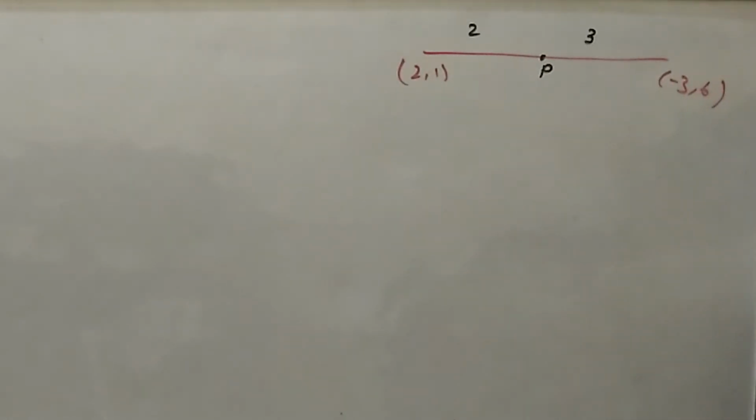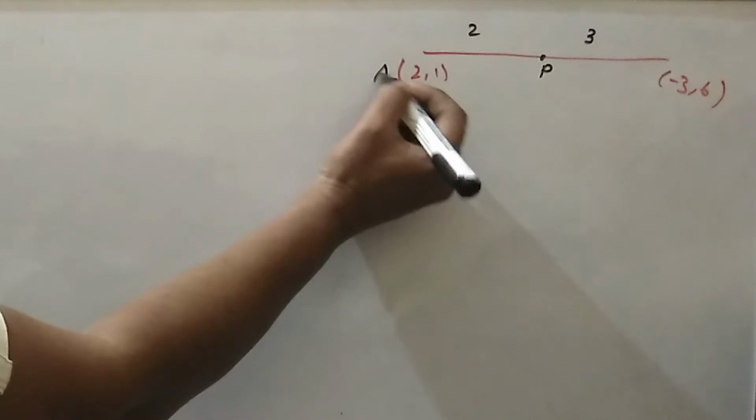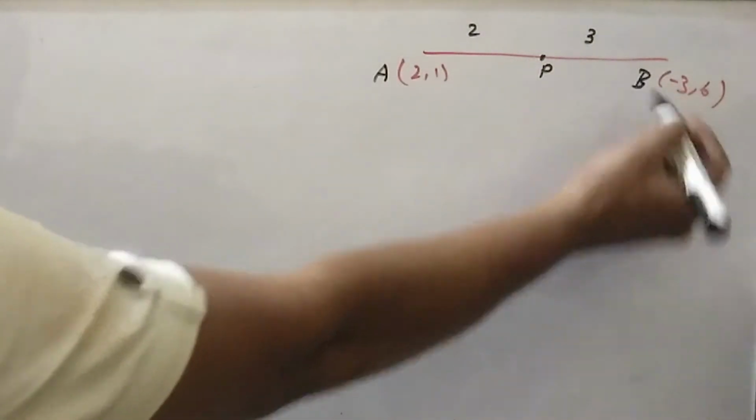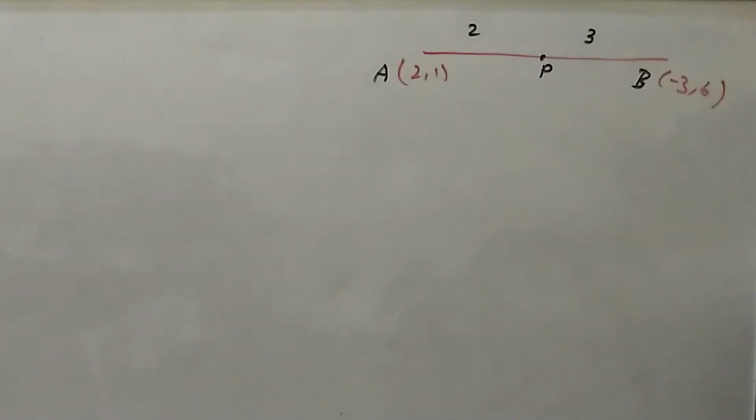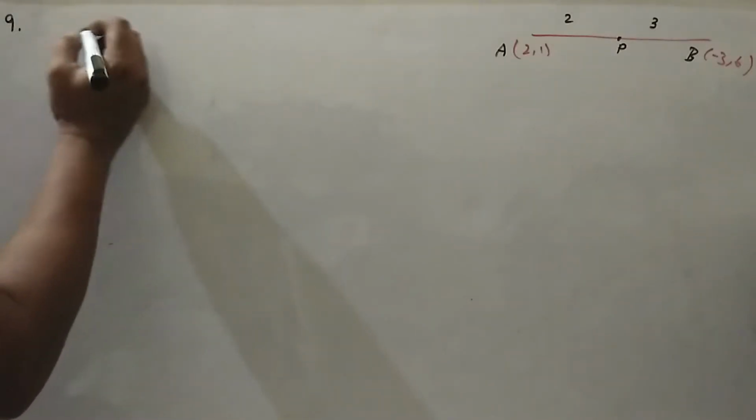Question number 9. It is given the line segment. You can take this one as A and this one as B. It is divided by the point P in the ratio 2:3. So first we have to find out the coordinates of P. Let us find out the coordinates.